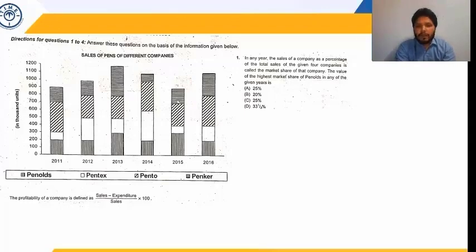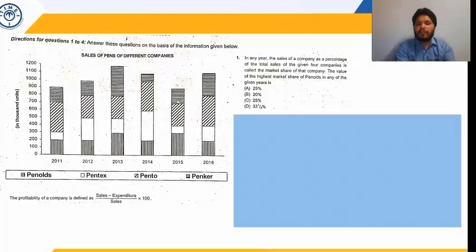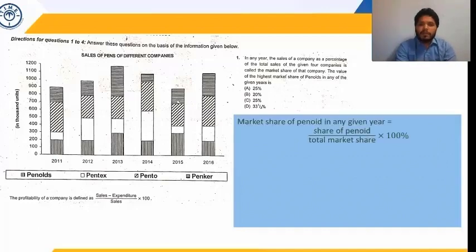Question is asking about the Penoids in the given years. So let's find out the sales of Penoids in the given years, 11, 12, 13, 14, 15, 16. We are going to find out the market share of Penoids in each year. So market share of Penoids in any given year is going to be represented by share of Penoids divided by total market share into 100%. So just as we have discussed with the example.